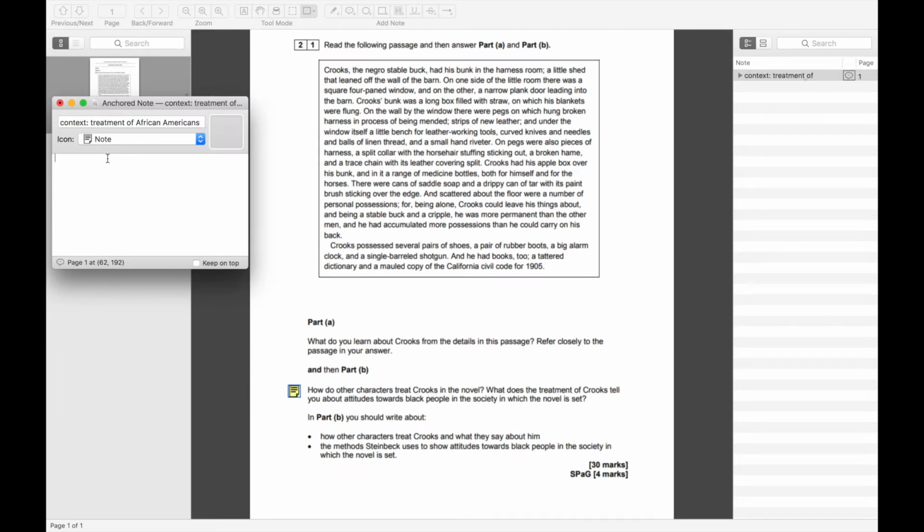One thing that we notice as we read the novel is that Crooks is treated differently by different characters. So sympathetic characters, ones that we are meant to relate to and respond to and like as we read the novel, treat Crooks with more respect. Now, you might want to think about which characters treat Crooks with less respect. And what does that reveal about the society?